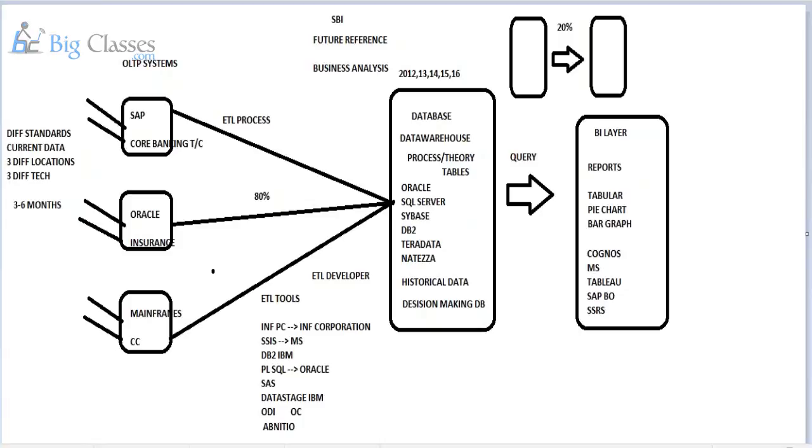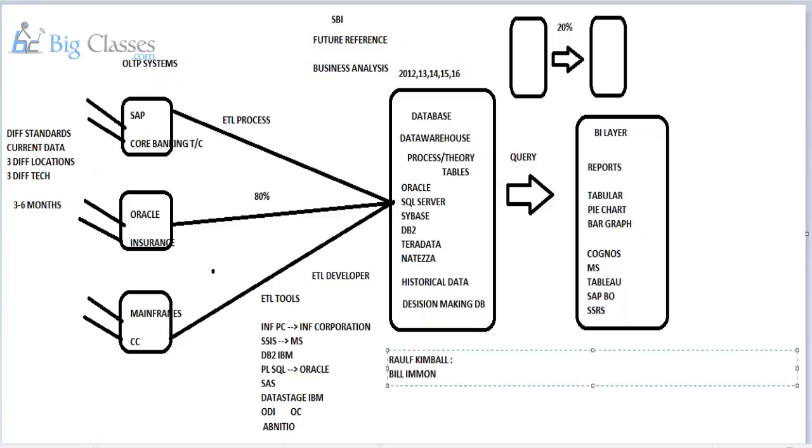This data warehouse process was basically invented by two people. One is Ralph Kimball, and you have Bill Inmon. These people have basically discovered the process of the data warehouse.